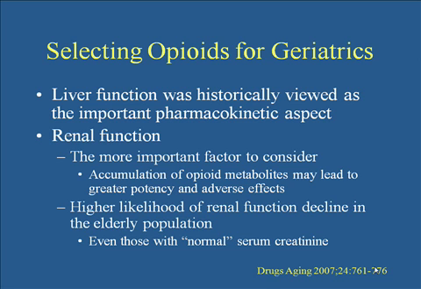There is a higher likelihood of renal function decline in the elderly population, and of all the kinetic aspects that we know about when it comes to aging and effects on pharmacokinetics, decline in renal function is probably the most robust data that we have out there. So even those with normal serum creatinine, an 85-year-old with a creatinine of 1.4 does not have the same renal function as, say, a 45-year-old with a creatinine of 1.4. So just realize that renal function is very, very important when it comes to opioids, and there are some exceptions to that, which we will talk about.